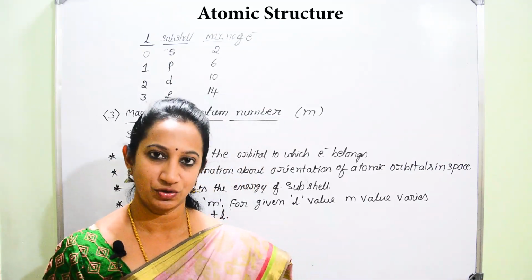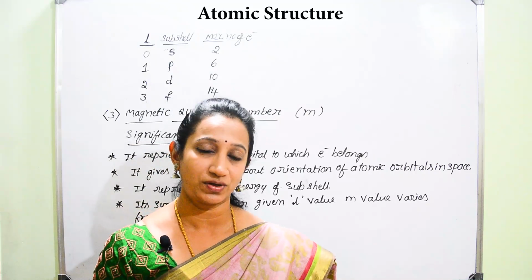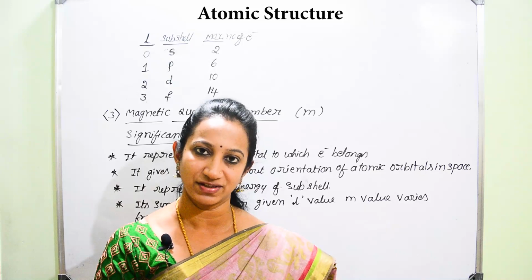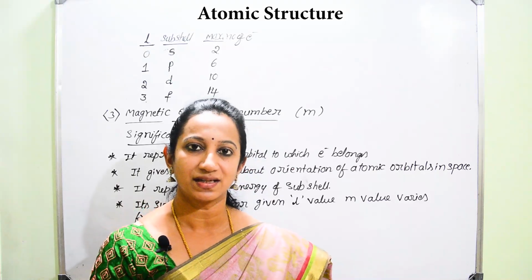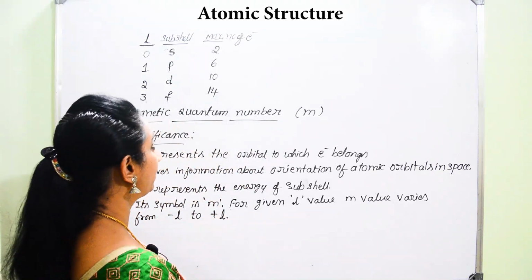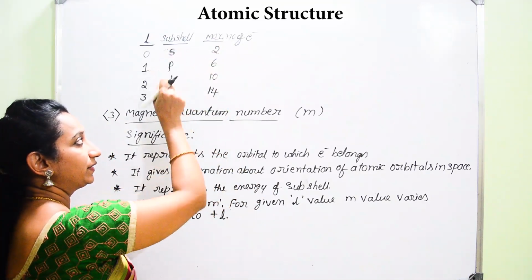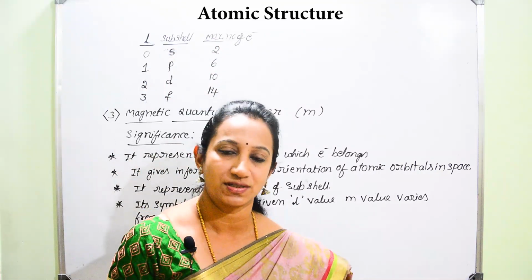S means 2 electrons, F means 14, P means 6 electrons, D means 10 electrons. Always remember permanently, these are the fixed numbers for the maximum number of electrons that can be accommodated in these respective subshells.